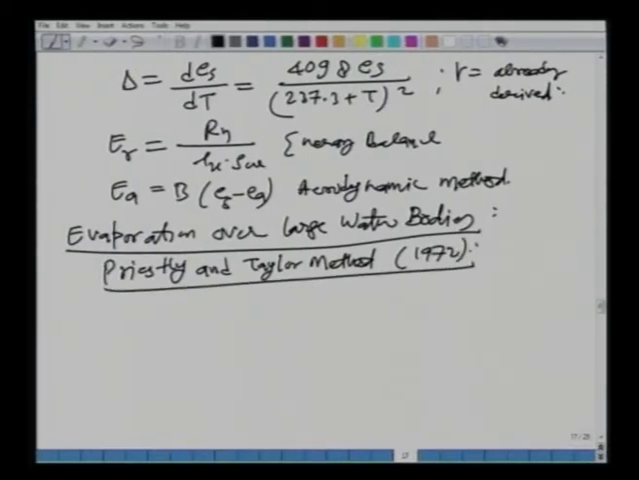What these two gentlemen have done is that they have conducted many experiments across many different types of lakes of different sizes and shapes and in different climatic conditions. And what they have found is some interesting observation. They have tried to combine the two methods. So, they would find out the evaporation from the lakes using the energy balance method and also the aerodynamic method. And then they found that the ratio of these two methods is a certain percentage of the other.